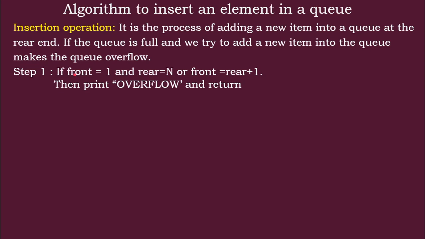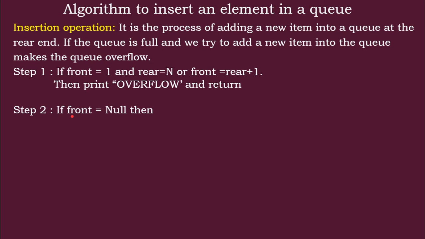Because we know that front is the first, which is 1, and rear is equal to n means the last one. That means the queue is full from the front to the rear. That means from the first to the last, so the queue is full. Otherwise we can check another condition. Front is equal to rear plus 1. That means the rear is incremented to the front pointer, which is rear plus 1 is equal to front. In both the cases, if either case occurs, then it is an overflow condition.